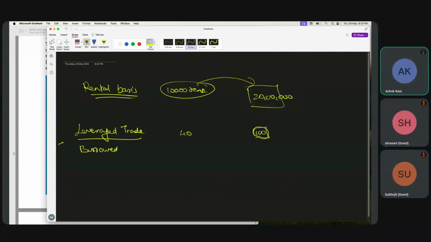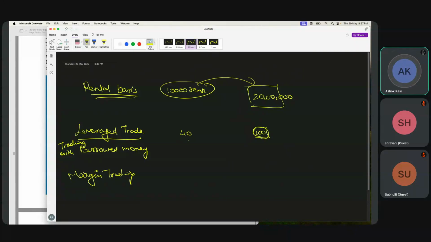Trading with borrowed money. Okay, that is leveraged trading. In short, leverage means borrowed money. It is also called margin trading. Margin trading or leveraged trading.